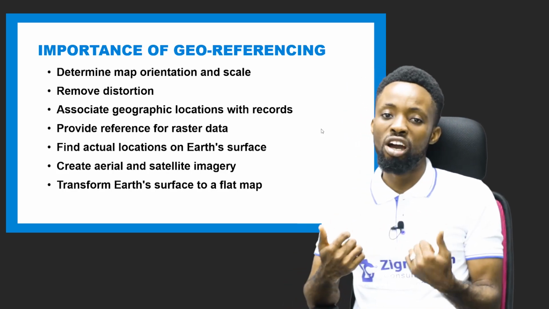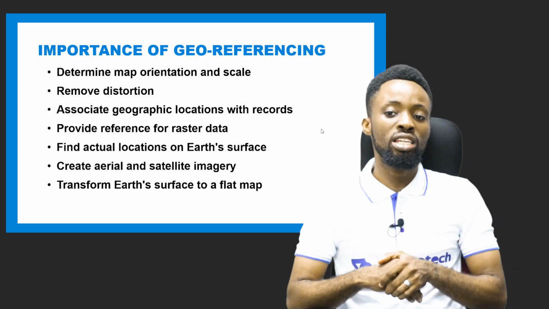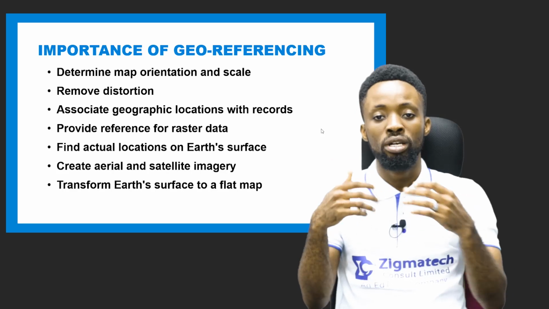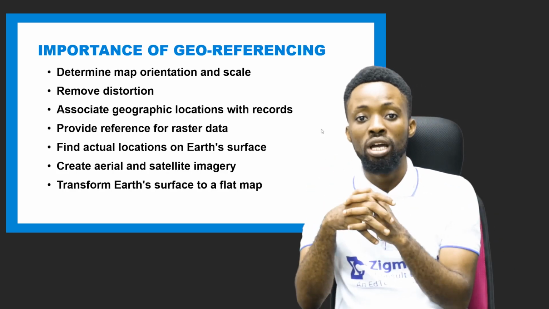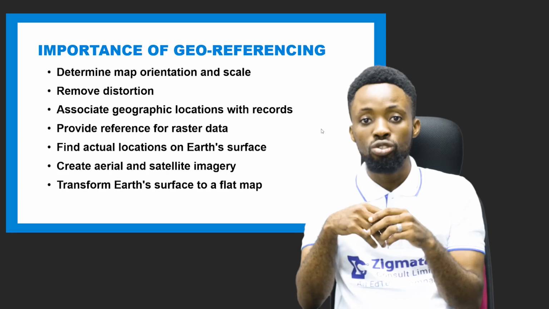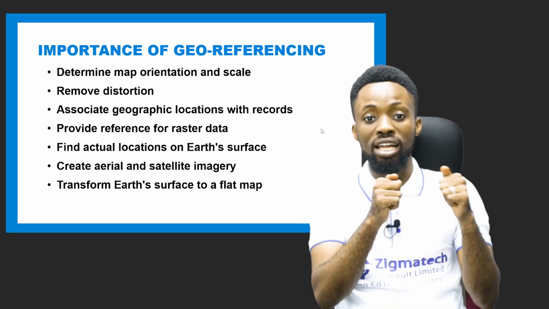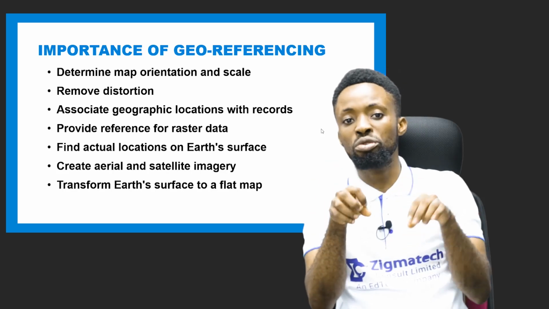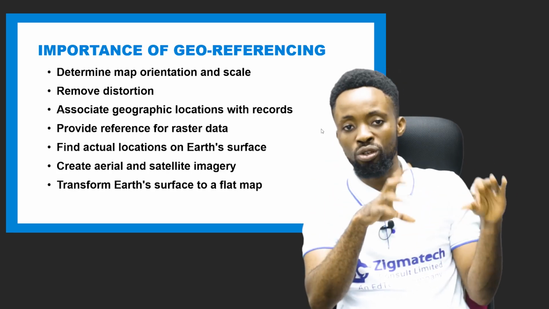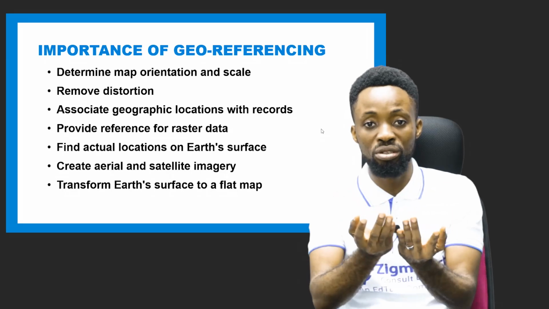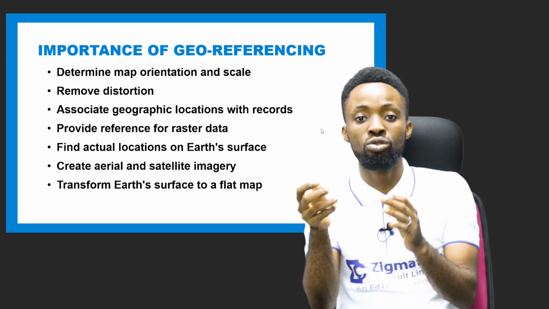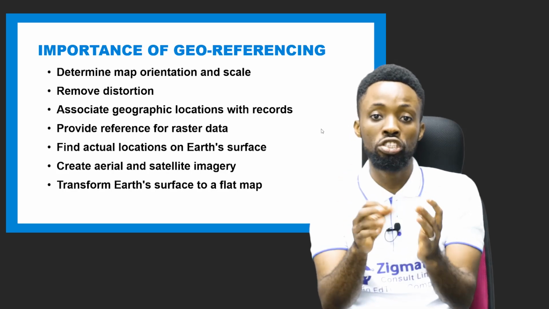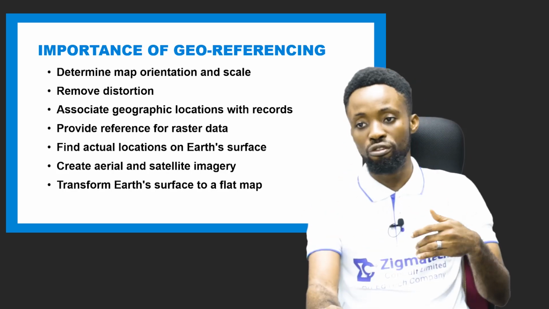And with the help of georeferencing, we can easily transform the Earth to a flat map. Now remember that the Earth has a geoid shape, and it means that the Earth is round. So in order to get something like a flat map, which we have in our present day, it's made possible from the process of georeferencing. So all I'm trying to say is that georeferencing helps us to convert the initial appearance of the Earth in a geoid shape to a flat surface.